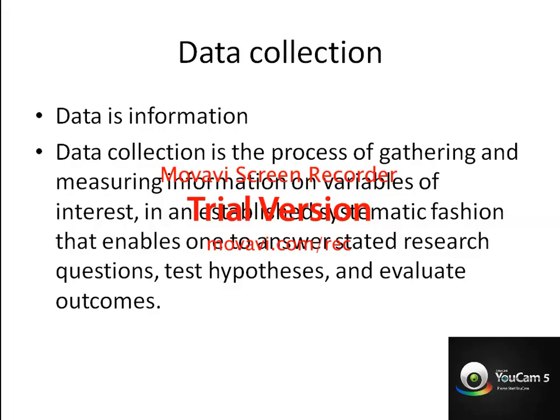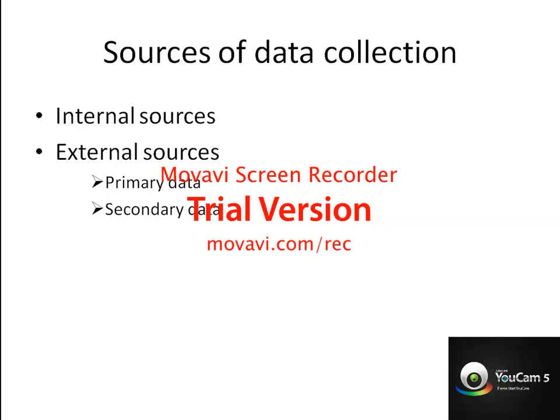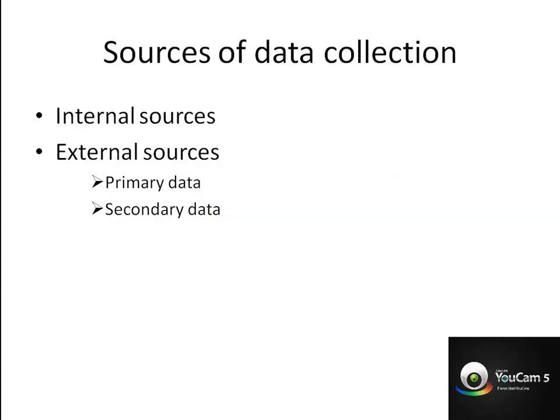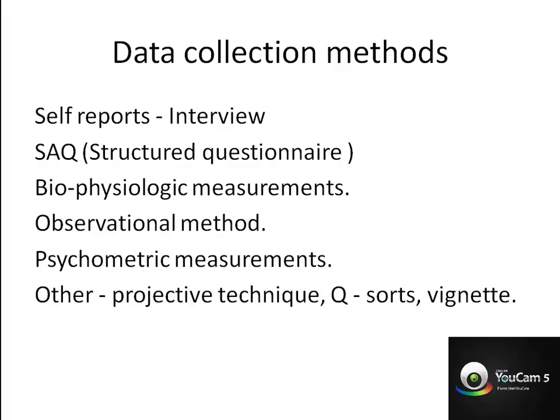Next we will move on to data collection methods. You know what is data? Data is nothing but information. Data collection is gathering of information which is related to your research, that is to test your hypothesis and to prove your research or hypothesis. Sources of data are internal and external. External sources are again classified into primary data and secondary data. You know where to go for primary data and where to collect the secondary data.